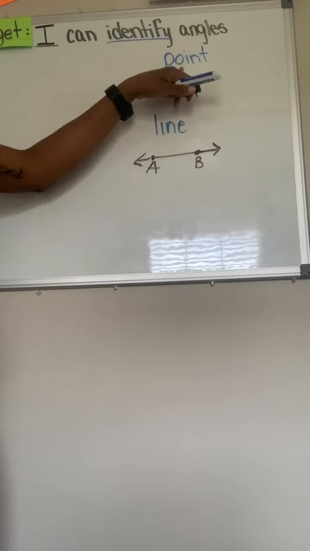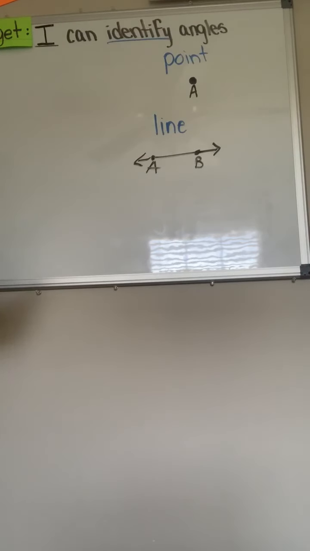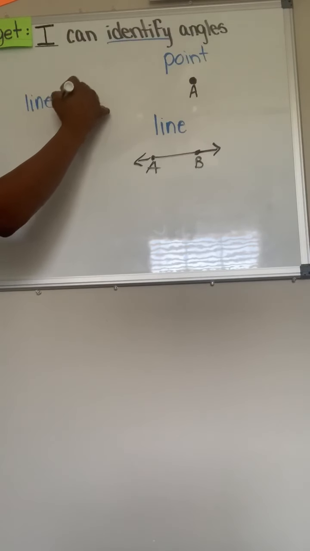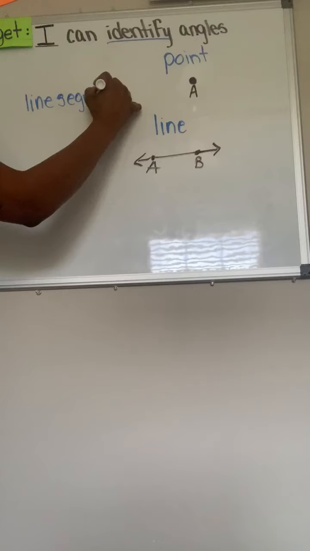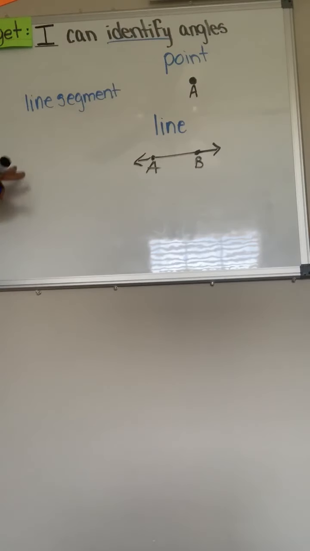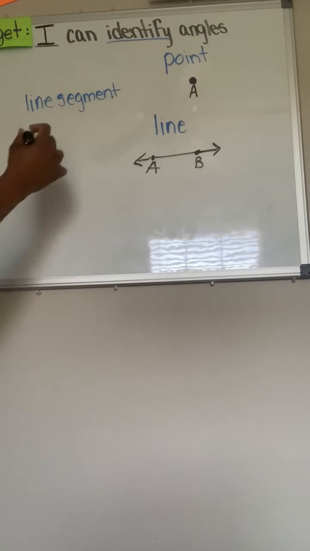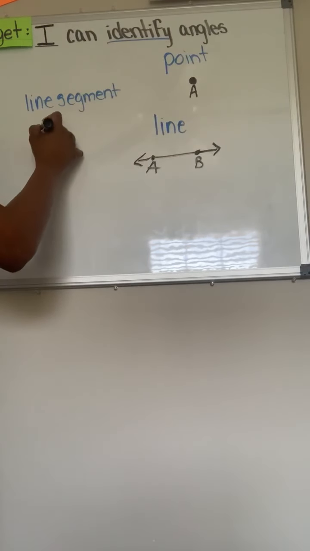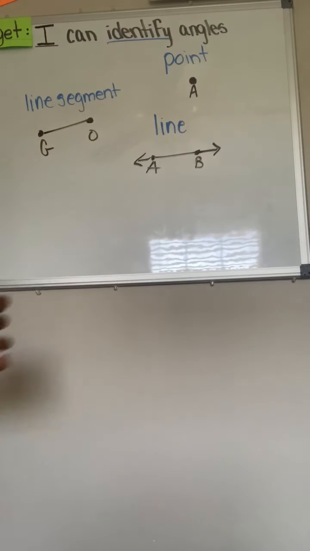In addition to point and line, we also have a line segment. Once again, that word is line segment. Very similar to a line. However, that line segment is a part of a line with two endpoints. So when we say endpoints, going back to what we talked about earlier with points, a line segment is going to have two endpoints where it's going to come to a stop.